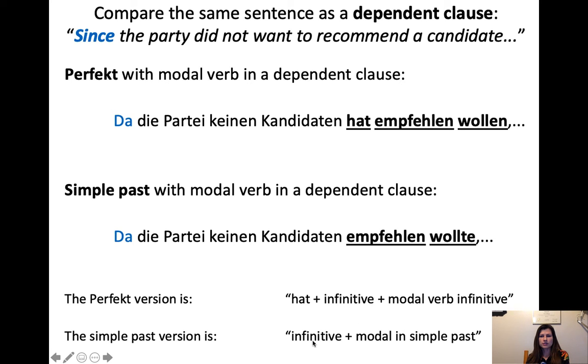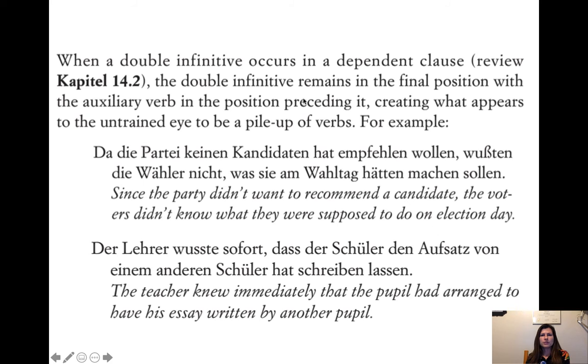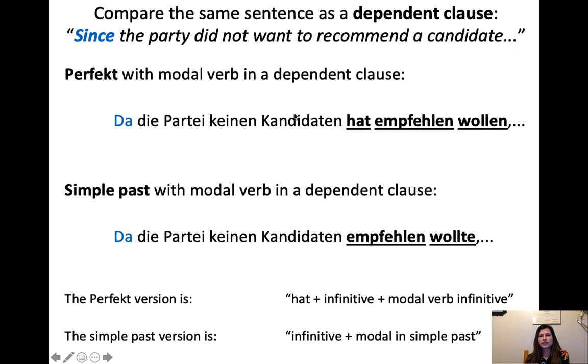But then the simple past version is the main infinitive, and then the modal in the simple past, wollte, conjugated in the simple past. Okay, when a double infinitive occurs at the end of a dependent clause, like we were just looking at, review dependent clauses in Kapitel 14.2, the double infinitive remains in the final position with the auxiliary verb in the position preceding it. So that's what I was just saying, where the helping verb, auxiliary verb, doesn't get kicked all the way to the end, but only to just before the double infinitive.